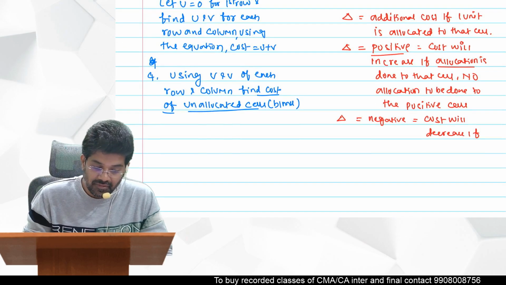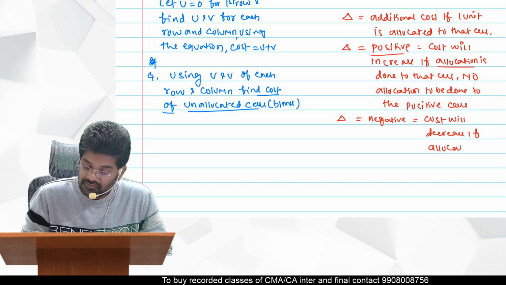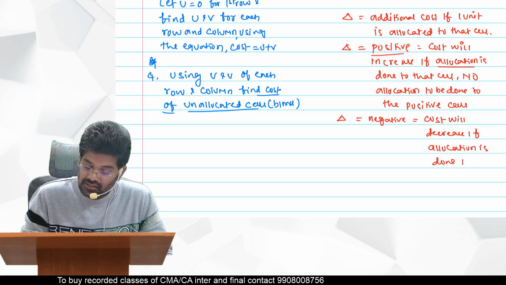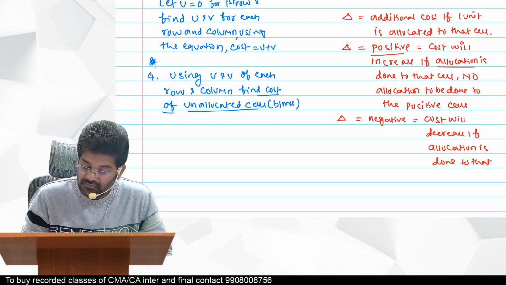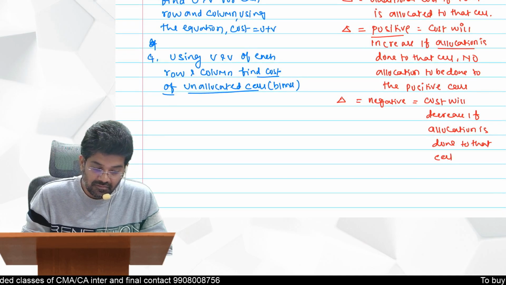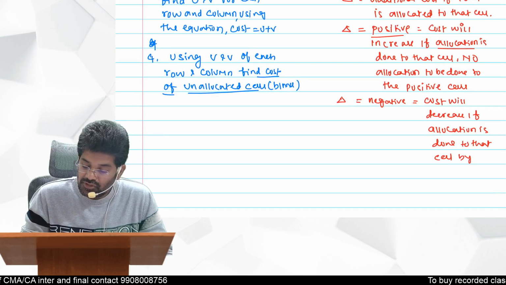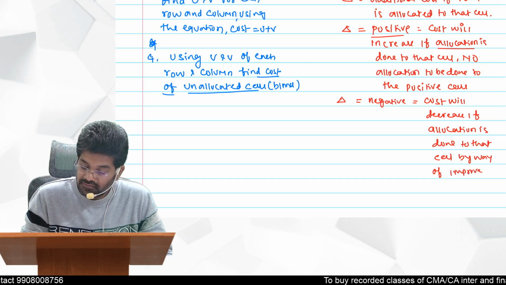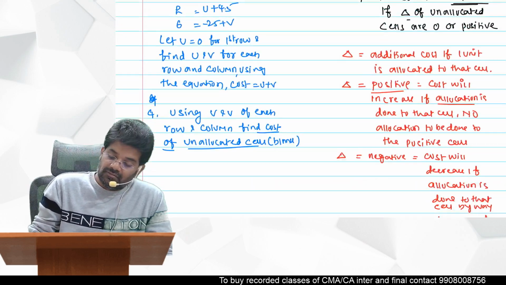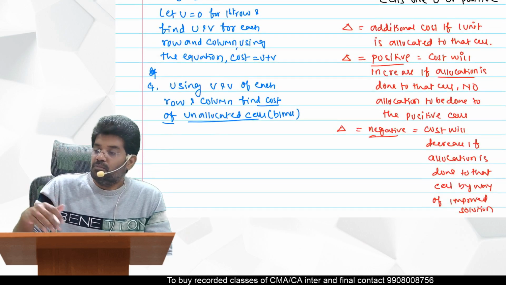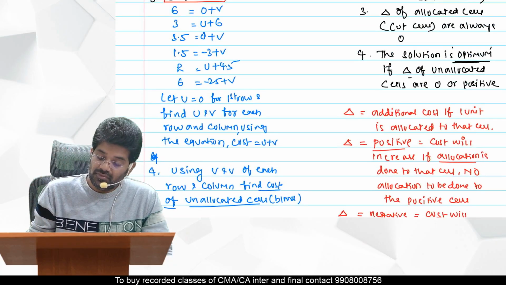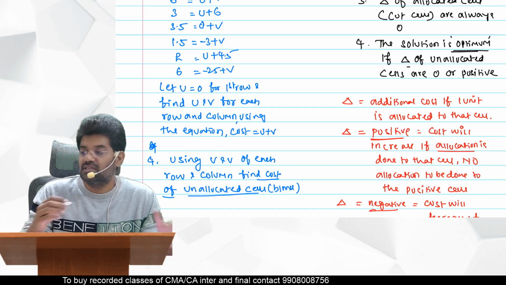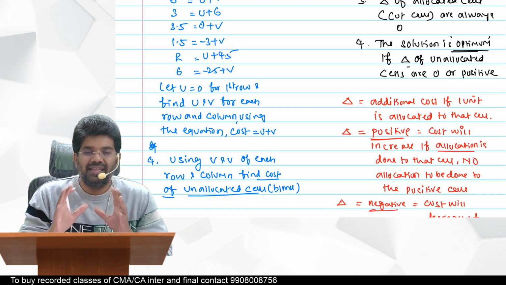If allocation is done to that cell, by way of improved solution. Okay, so if you get negative, then there is a problem. Then you have to improve your initial solution. But if it is positive or 0, that means that is the best solution. That is the minimum cost that you got.